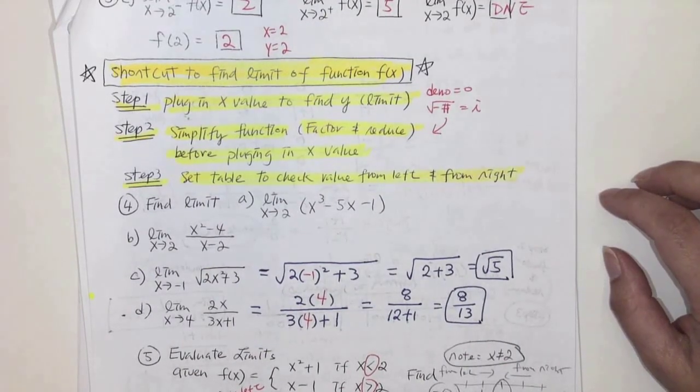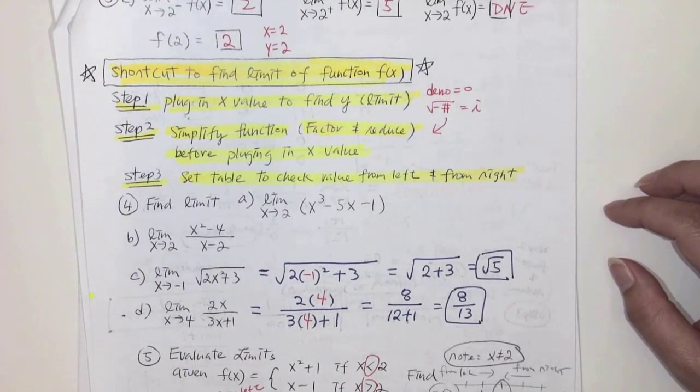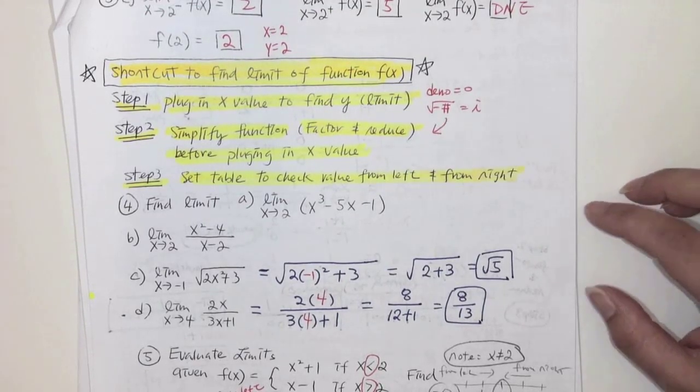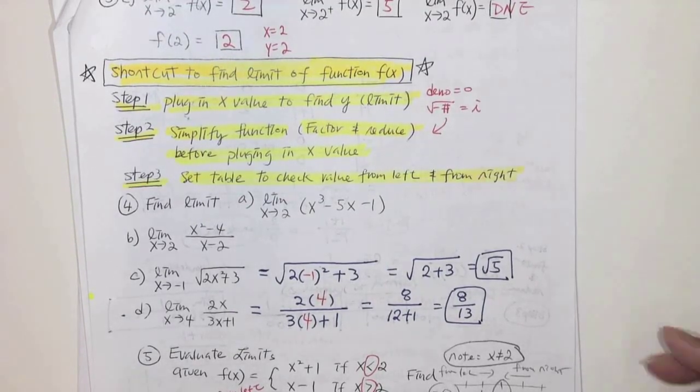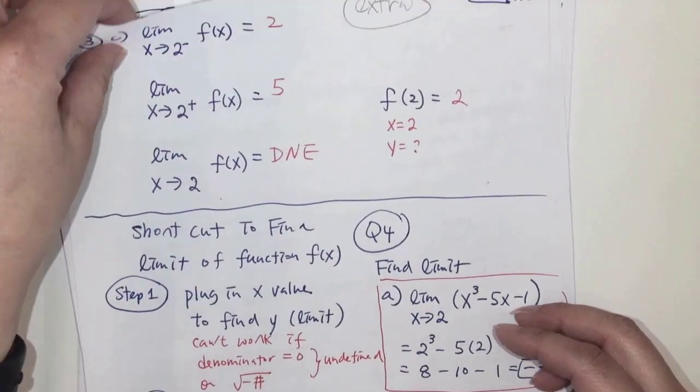So 3 steps: plug in the number. If it doesn't work, factor and reduce. If it doesn't work, set up a table, okay? So that would be basically your 9.1.